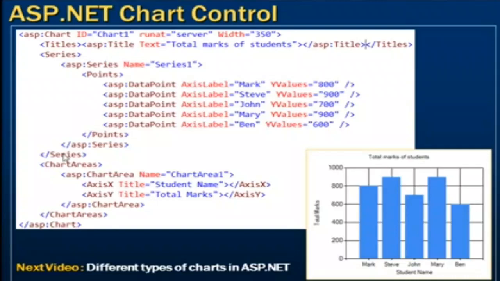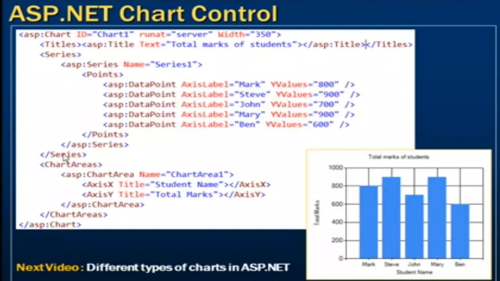Basically, we are going to use Series. In Series we can have sub-series also. So in the Series tag we have used asp:Series. This is one of the tags or controls. Inside the series we have Points, and inside the Points we have DataPoints. And we have set the AxisLabel and YValue properties of the data point.